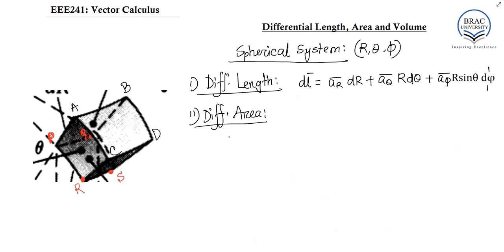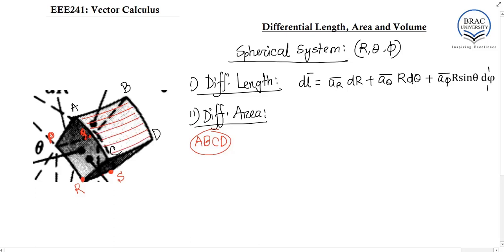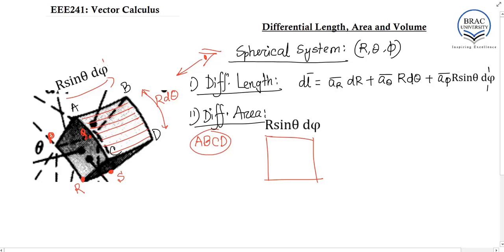Okay, let's look at the differential areas now. First of all, if we look at the ABCD surface, this is obviously a differential area, right? Because this is infinitesimally small and this is just a cutout of a bigger picture, as we saw earlier. So ABCD has the dimensions of r sine theta d phi along the AB direction and r d theta along the BD direction. So if you look from here and take it as a rectangular piece, it will have a dimension of r sine theta d phi and r d theta. So the differential area will be r squared sine theta d theta d phi.